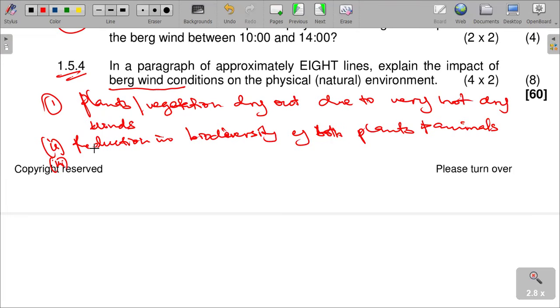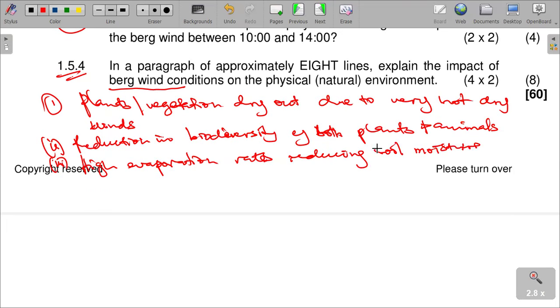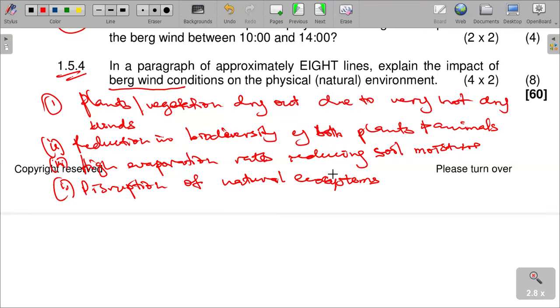It can also cause high evaporation rates, reducing soil moisture, which is also a physical impact. We can also talk about disruption of natural ecosystems. Our natural ecosystems are disrupted or destabilized, and we can also talk about the food chain, which can as well be disturbed.